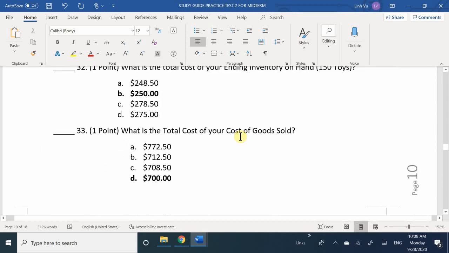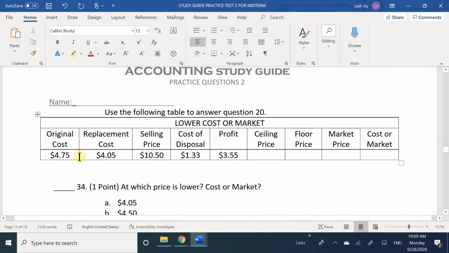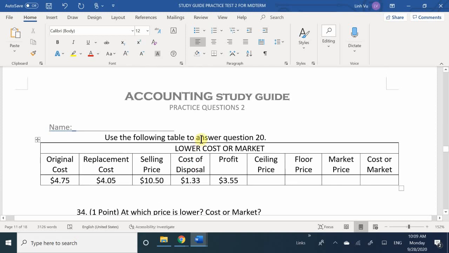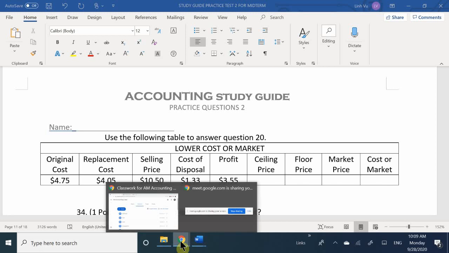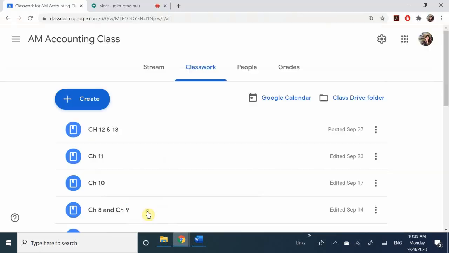Okay, so right now it's 10:10. I have to let you guys go on a break. It's already been an hour and a half of class. So let's call a break now, and then we'll continue doing our lower of cost or market when we come back. Let's take a nice 20-minute break. So please be back by no later than 10:30. Okay.